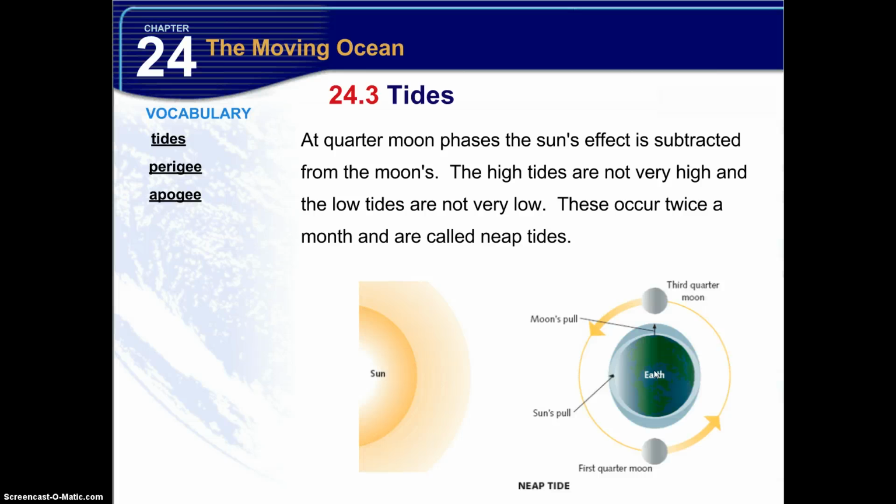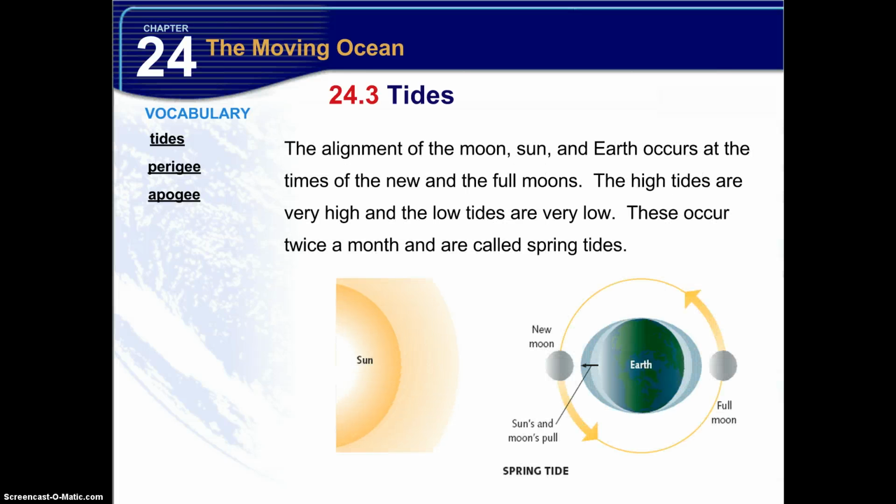Now explain what happens to the tides when the sun, the moon, and the Earth are aligned. The high tide is especially high and low tide is especially low because the sun's gravitational pull adds to the moon's gravitational pull. Why do spring tides occur twice a month? Because the sun, moon, and Earth are aligned when the moon is full and when it is new, each of which occurs once a month. So spring tides happen during a full moon phase and a new moon phase.